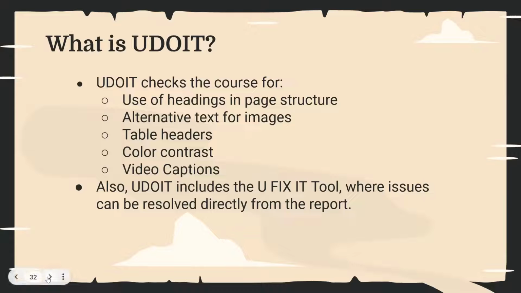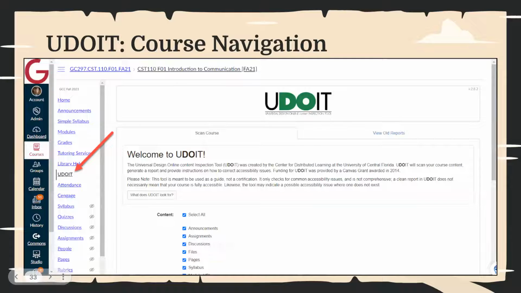But as you're running this UDoIt option, you'll notice that it gives you a place to fix it. It's called UFixIt. They were real creative with their naming convention. So in this screenshot, you'll notice that we've added UDoIt to the course navigation. If I remember correctly, we've left it in the course navigation for the spring courses. So it's already there for you. Students don't see it, only instructors do.